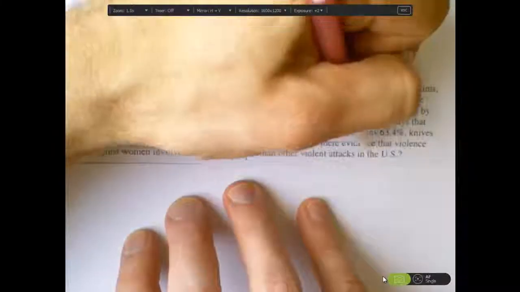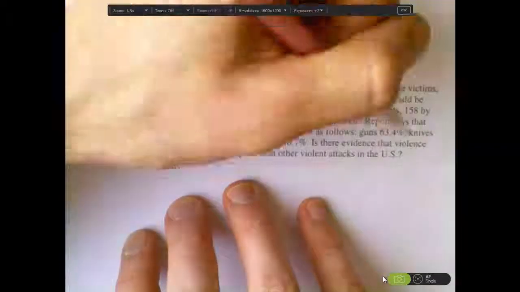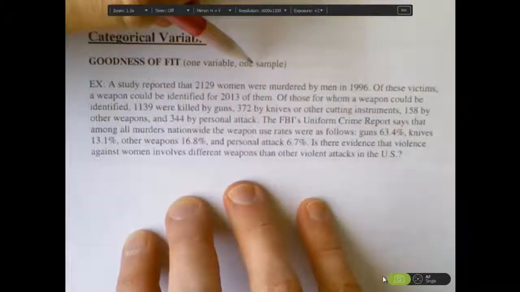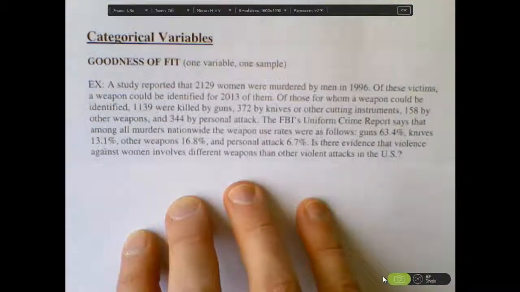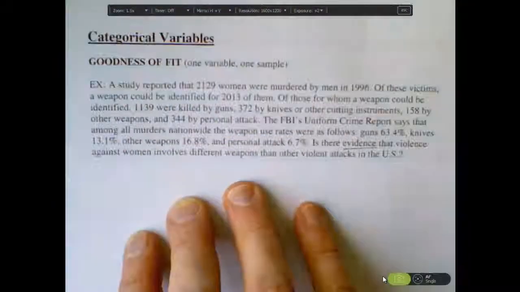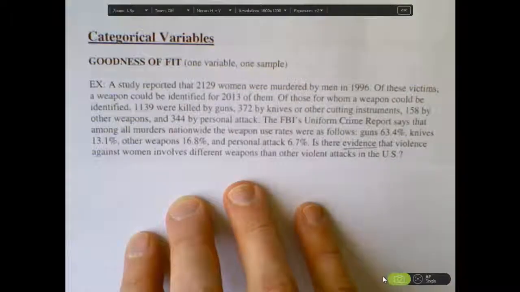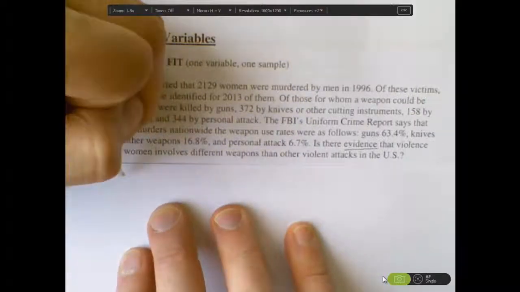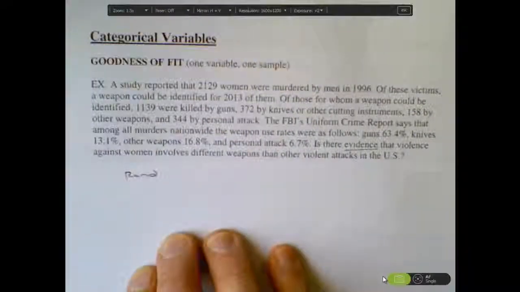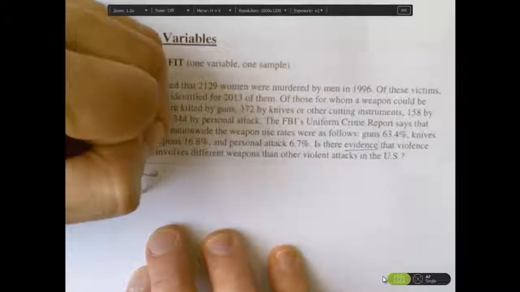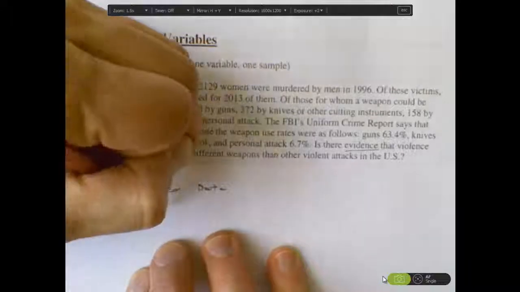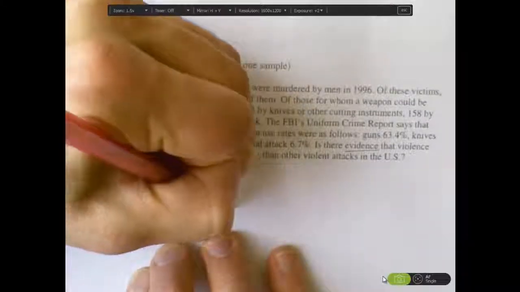So is there evidence? Okay, this is definitely a categorical variable. I have different categories here. So it's either z or chi-squared. I have one variable, the variable how were these women murdered, and then one sample. And evidence tells me it's a test. Chi-squared does not have any confidence intervals, so at that point, once you identify as chi-squared, it's going to be a test. I have three conditions to check. I have the random condition, I have the counted data, and I have the expected cell frequency condition.